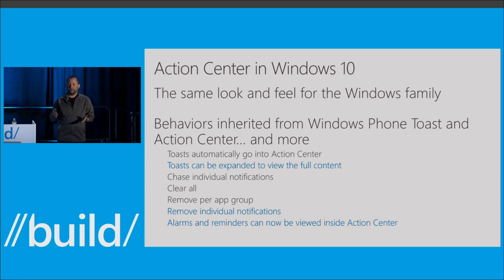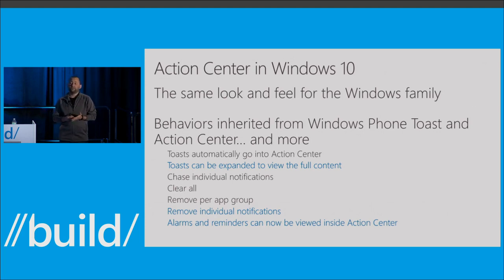Something new is that toast can now be expanded to view their full content. And this is great because it actually helps existing developers. If you're a phone developer today and you send a toast notification with a lot of content inside of it, we only show the first line, essentially. Now you can send that same toast notification, and on a Windows 10 device, the user will be able to pull down the toast and see a lot more content. So you don't even have to change your app for that. If you're already doing that and sending a lot of content, then you'll be able to just let the user get that new feature.